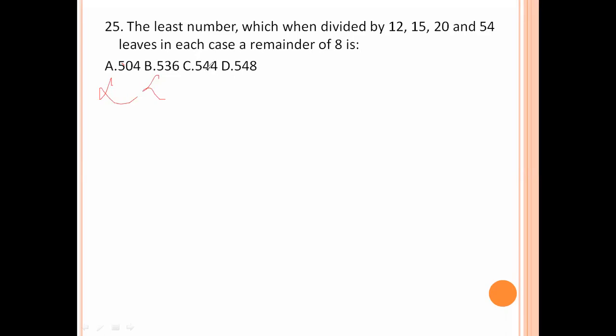Next, 544. 12 times 4 is 48, carry 6, 64. 12 times 5 is 60, remainder is 4. This is also not the right answer. Here 12 times 4 is 48, carry 6, 68. 12 times 5 is 60, remainder is 8. 15 times 6 is 90, remainder is 8. 20 times 7 is 140, remainder is 8. 54 times 10 is 540, remainder is 8. So option D is the right answer.